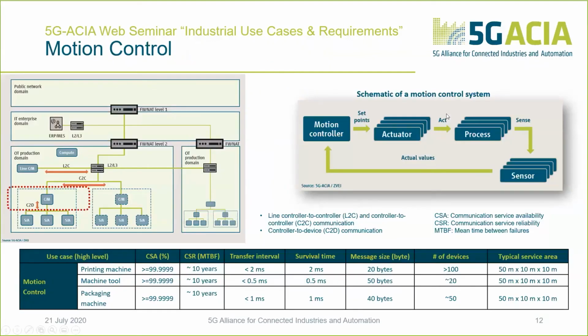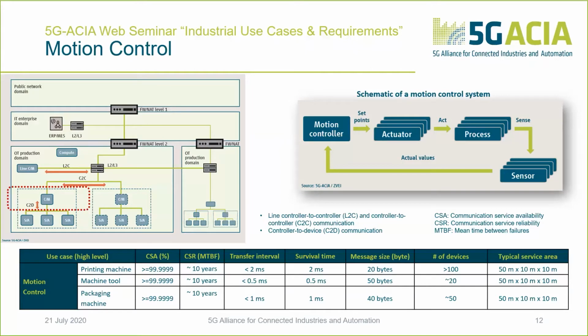Okay, thanks, Michael. So now I will continue with the motion control use case, which is considered one of the most challenging use cases for 5G. In general, motion control is a system that is responsible for controlling the movement of machines in a well-defined manner. For example, you can think about machine tools, packaging equipment, printing machines.